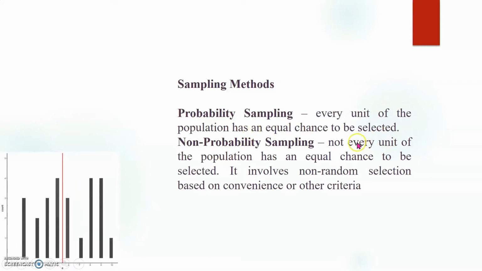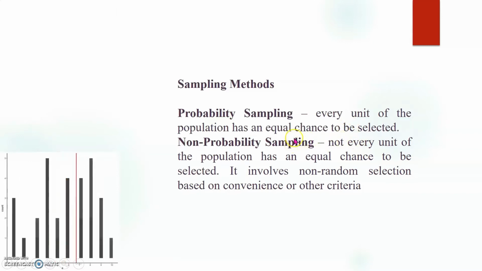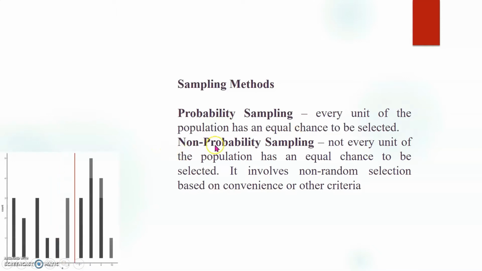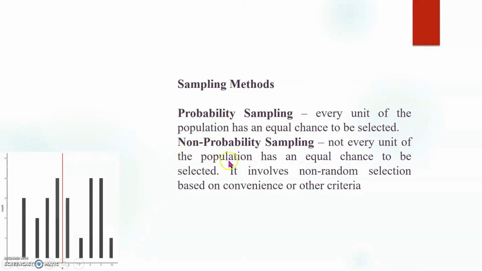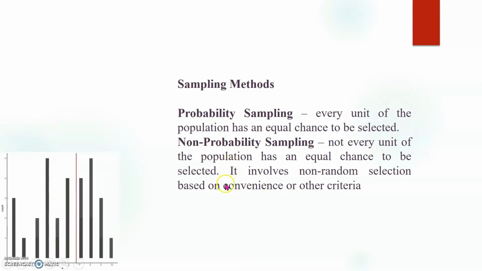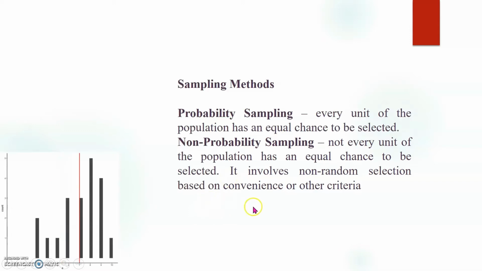For probability sampling, every unit of the population has an equal chance to be selected. While for non-probability sampling, not every unit of the population has an equal chance to be selected. It involves non-random selection based on convenience or other criteria.